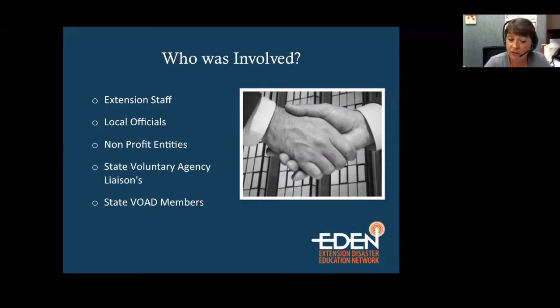We work directly with our state voluntary agency liaisons, or the state VALs. Usually those are housed within the state emergency management agencies, and those are the people that work directly with the Salvation Army, the Red Cross, all of those disaster response agencies that we all think of. And then finally, we also worked directly with state VOAD members, which are the voluntary agencies active in disasters, including the Red Cross, the Salvation Army, and other entities that might be present. I know, as Bev will talk about, in Missouri they included Catholic Charities in one of their regions. So those are the players that we brought together for this particular pilot project.